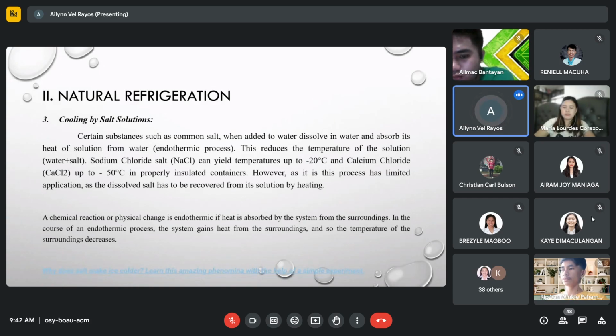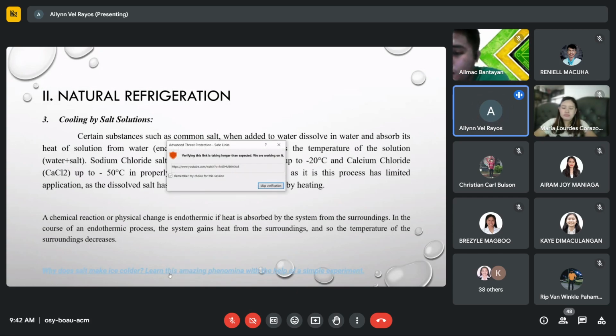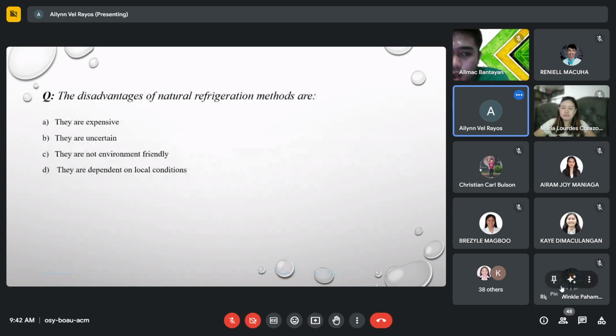Okay, so to have a better understanding of cooling by salt solution, I added a little, to have a clear understanding in this.